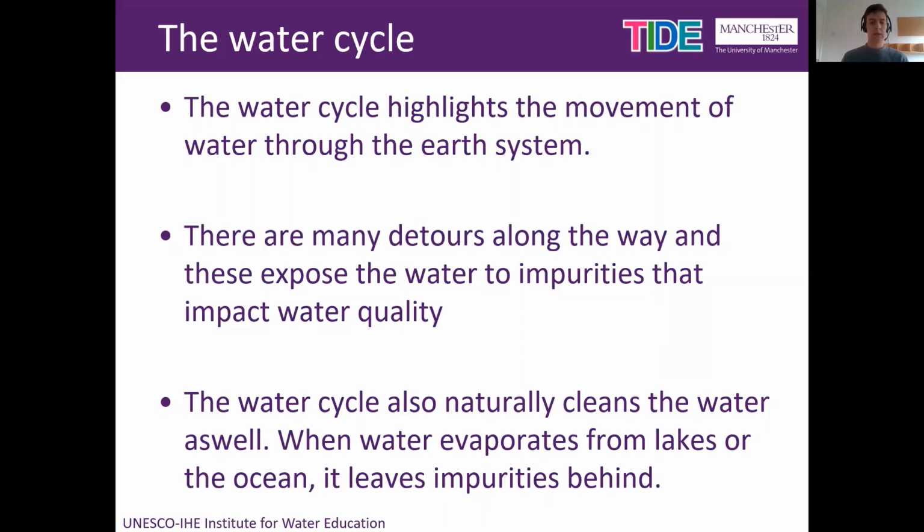However, these impurities can go back into the water if the water is exposed to pollutants, for example, from a factory polluting a river. The water cycle highlights the connection of all water together. All water is part of one large system, and so when water is affected in one area, this can have impacts in other areas as well.